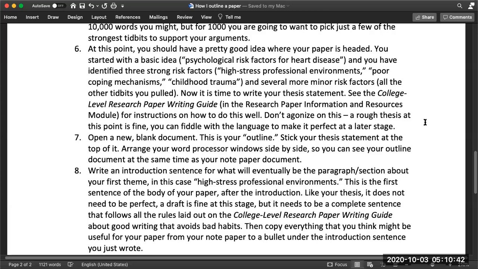Okay. So now you're going to open a new blank document. This is going to be your outline document. And what you want to do is stick your thesis statement at the top of that document, so that you can keep an eye on whether you're staying on topic. And you're going to take both documents, your notes document and your outline document, and place them side by side so that you can see both at the same time.